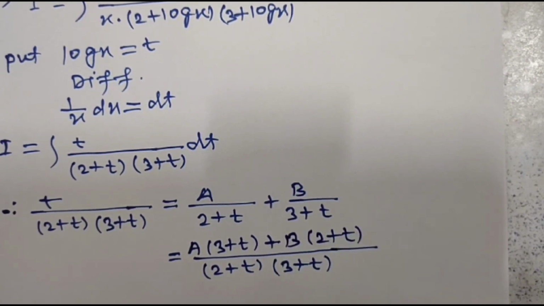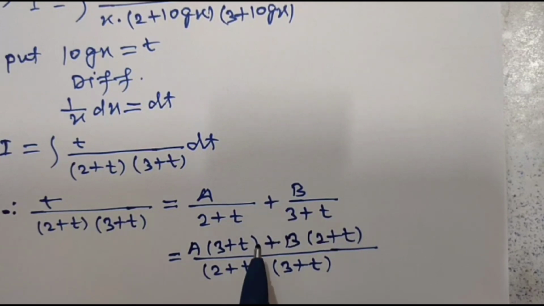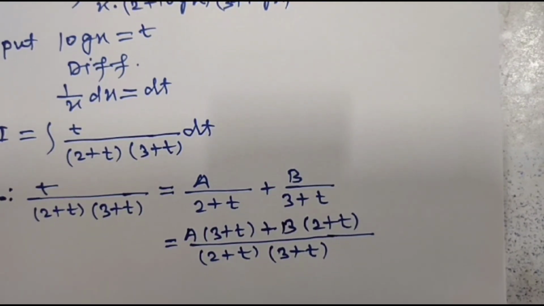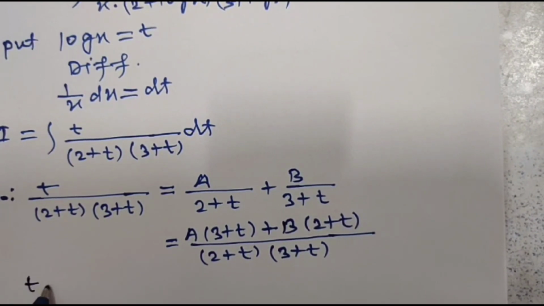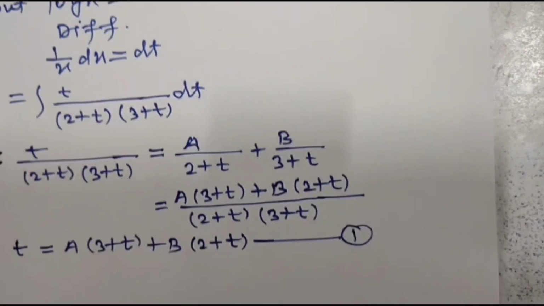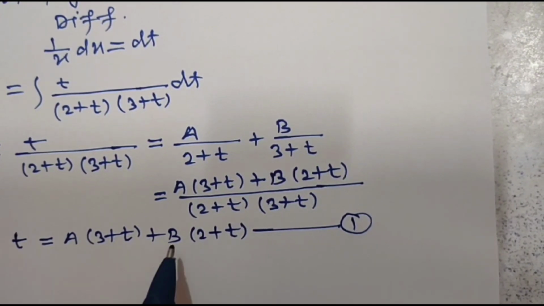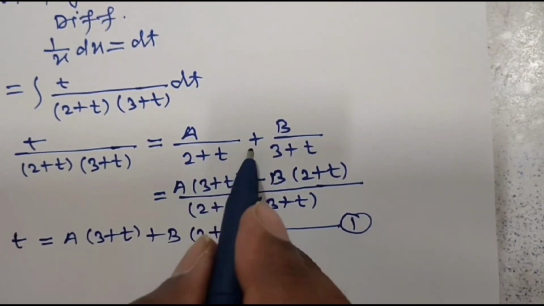Now you can check the denominator of the left hand side and the denominator of the right hand side, both are equal and there is an equal to sign between the left hand side and the right hand side. So we can say that the numerators must be equal. Hence we can write t is equal to A into 3 plus t plus B into 2 plus t, and consider this as equation number 1. Now from here we have to find the values of arbitrary constants A and B. Put those values here, that gives partial fractions.